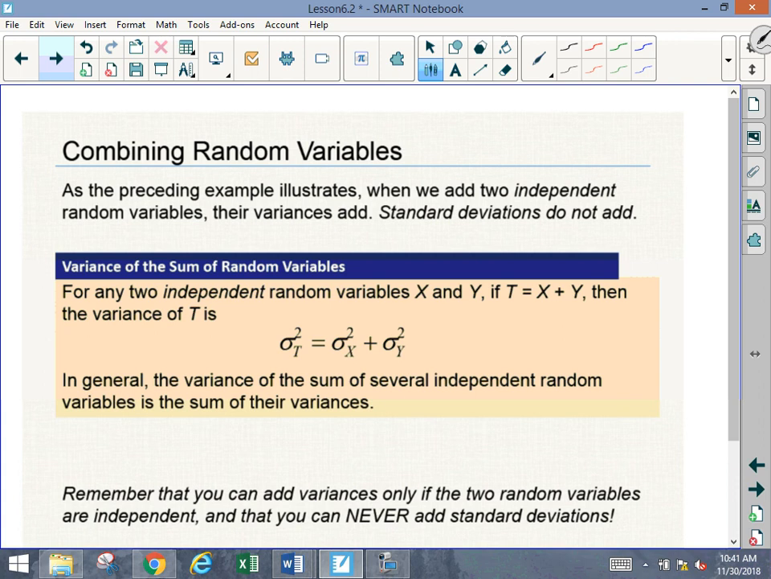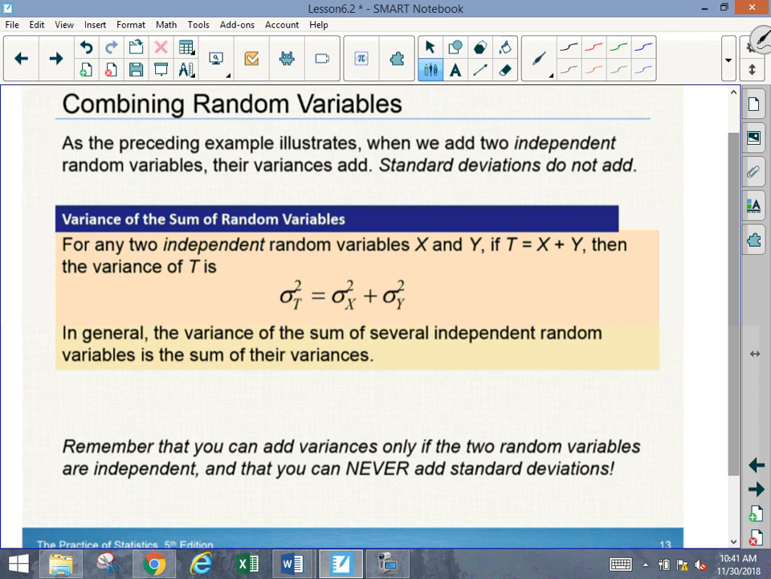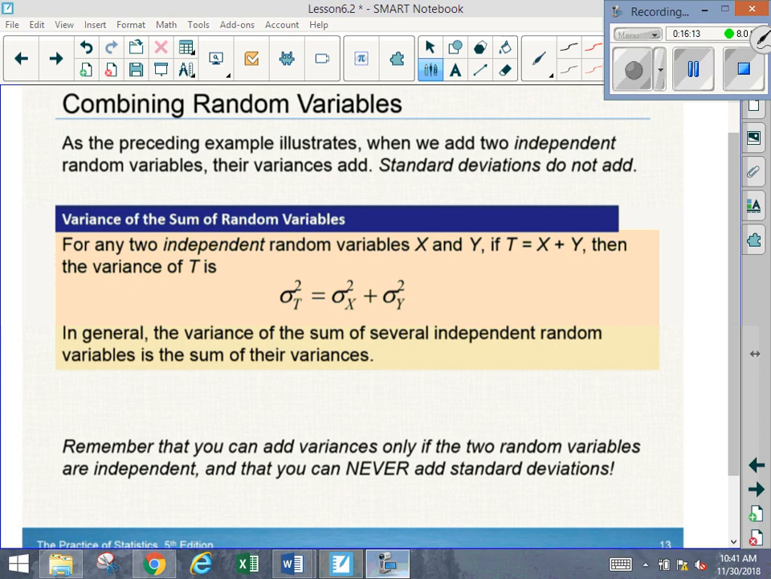All right, so here is the rule. First of all, you have to assume that these two things are independent. And then you are allowed to add variances, but not standard deviations. I can guarantee you at some point in time, you'll be given a question, and they're going to try to trick you. They're going to try to get you to add standard deviations. But what you need to do is add the variances. It's a very common question.